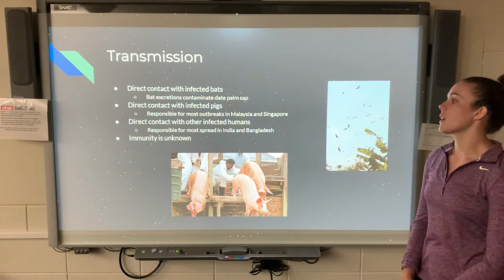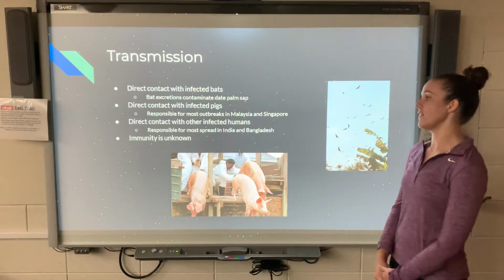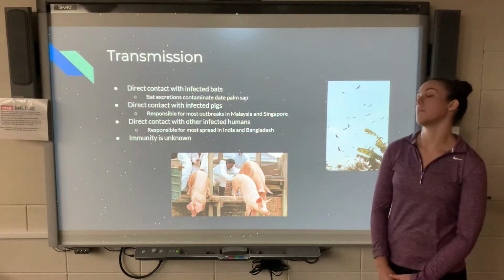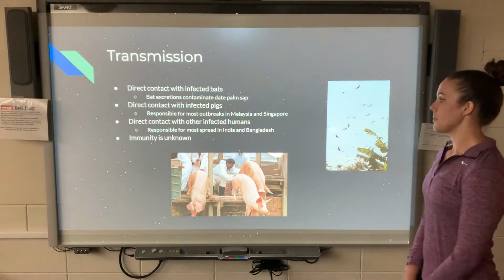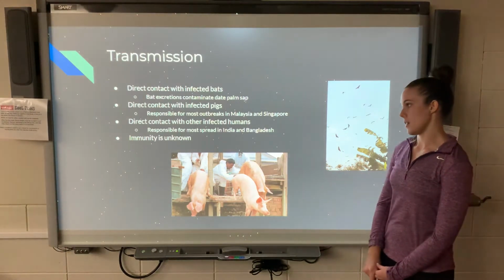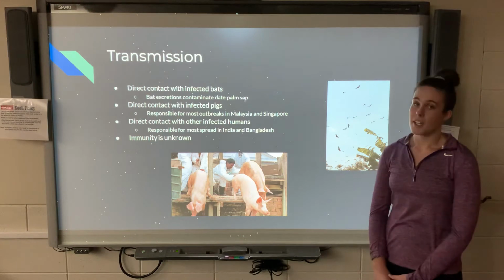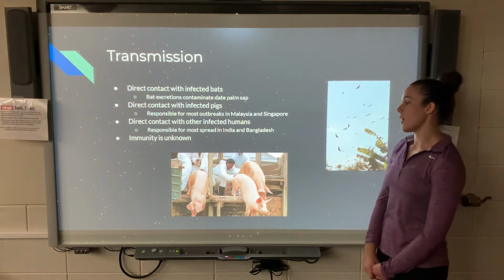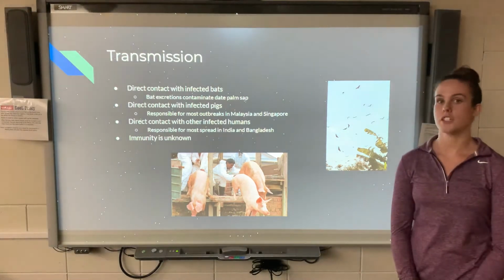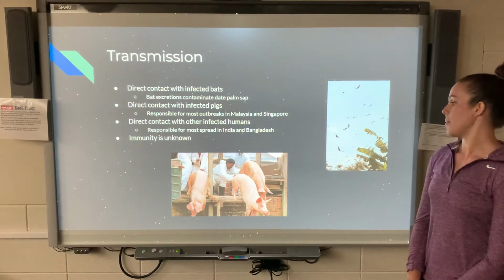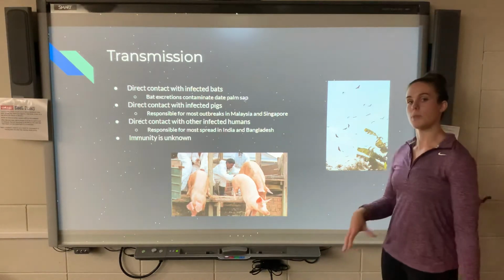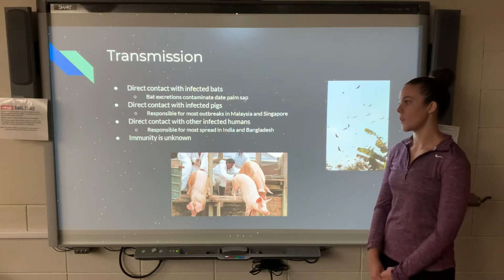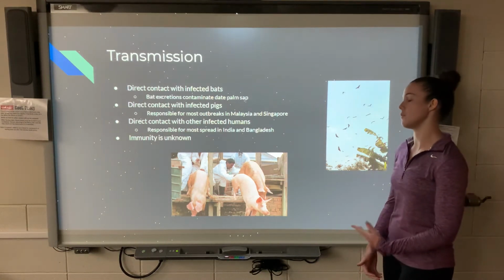Humans can also contract the disease from contact with infected pigs. This is responsible for the larger outbreaks that have occurred in Malaysia and Singapore. The third way that the disease is transmitted is through contact with other infected humans. This is responsible for some of the outbreaks that have happened in India and Bangladesh. These are in smaller numbers. Because this disease is far and few between, it's not a very common disease, it's still unknown if once a person is infected and recovered, they have immunity.